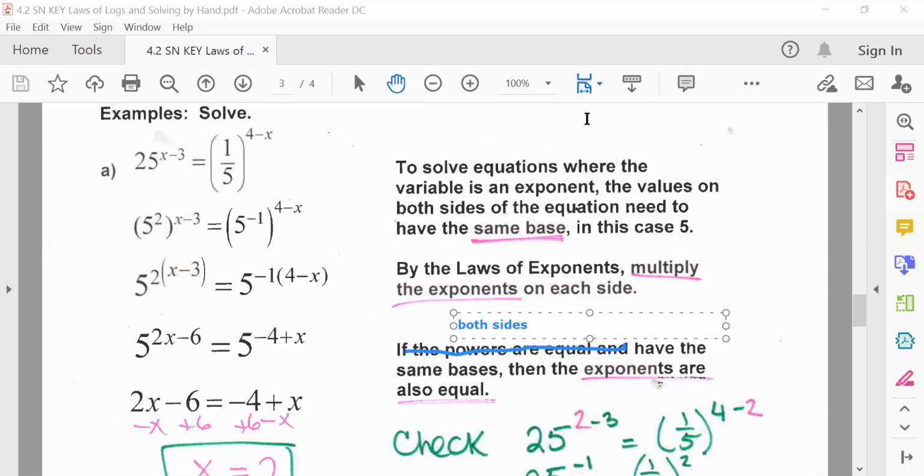What we can do with this now is make the exponents equal to each other. I got a little overzealous there. Okay, both sides have the same base, then the exponents have to be equal to each other. So now that we have 5 to a power, 2x minus 6, and 5 to another power, 4 minus x, those two powers have to be equal to each other for this statement to be true. Is that reasonable?